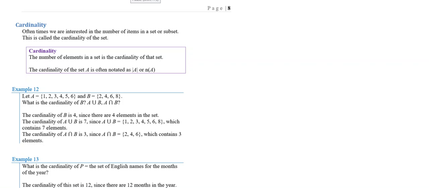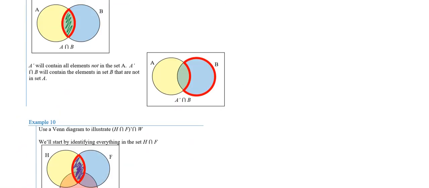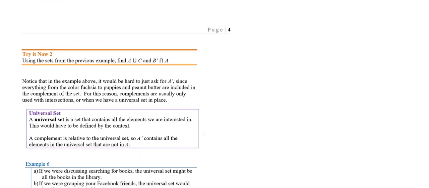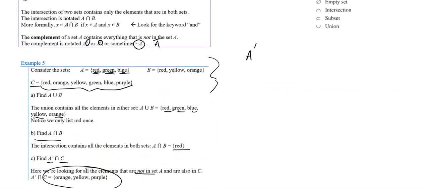Okay, cardinality. So often we're interested in the number of items in a set. If we go way back to the first lesson, we were looking at ordering the things in a set. So we'd say A was red, green, blue, B was red, yellow, orange, right? Now with cardinality, all we're really looking at is how many things are in the set. So the cardinality of this example would have been 3. And the cardinality of this one also would have been 3, because there's just 3 things in it, right?